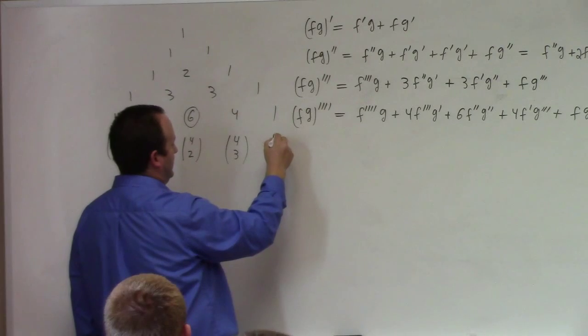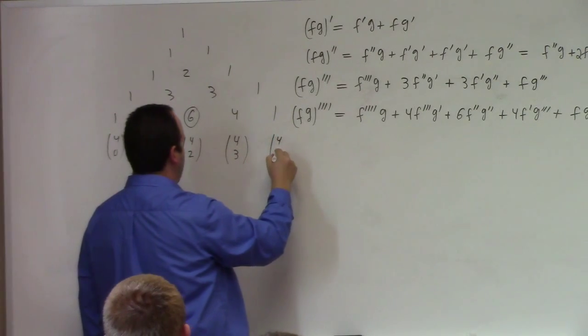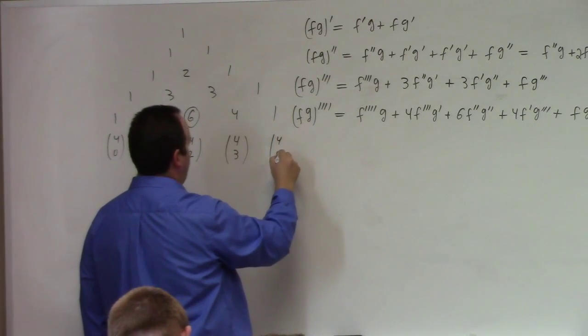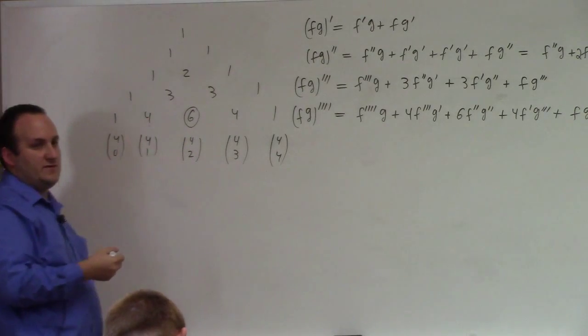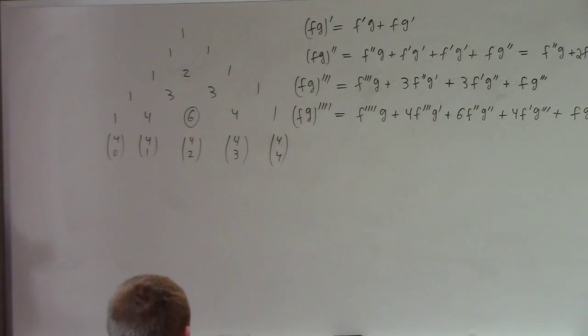This is symmetric, right? So you could draw this picture either way. 4 choose, oh, I think I did 4 choose 4. There's only one way to choose 4 things from 4 things. There's only one way to choose 0 things from 4 things. There's 6 ways to choose 2 things from 4 things. This is combinatorics.